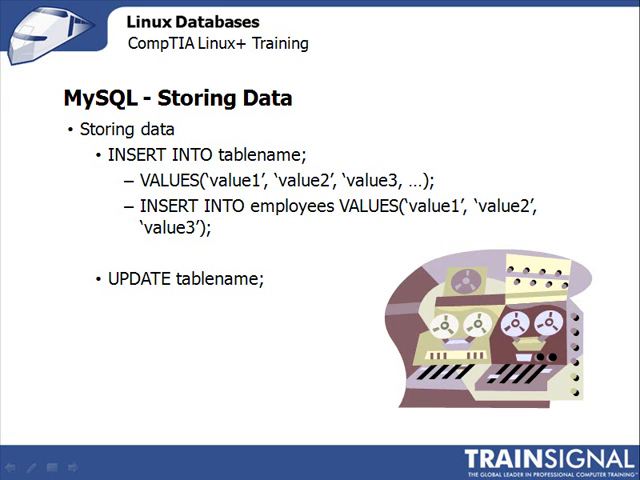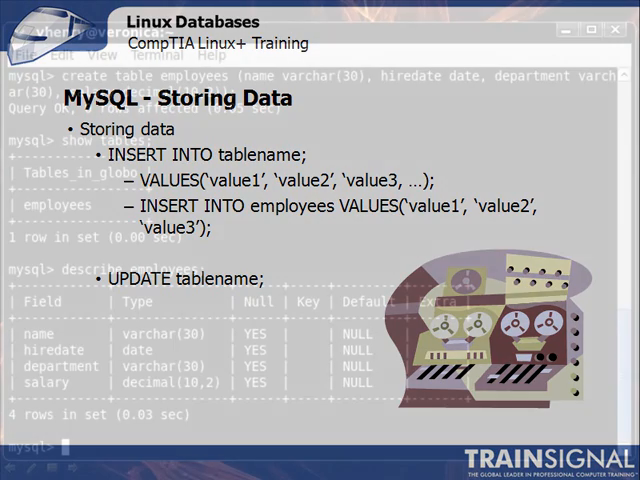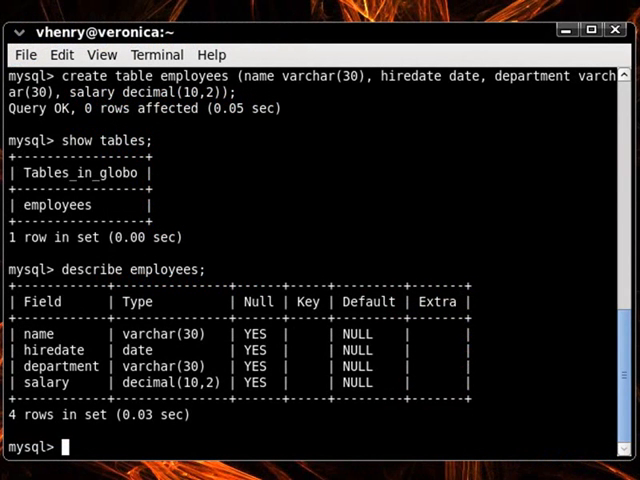And if you want to make changes to an existing table, you use the update command. The syntax is simply update space table name, followed by the parameters. Let's switch back to our terminal window and try this out. Okay, to add some data into our table, we're going to type in the insert into command. Let's start with insert space into space employees, the name of our table. Then we're going to have values and the open parentheses and the first quote.